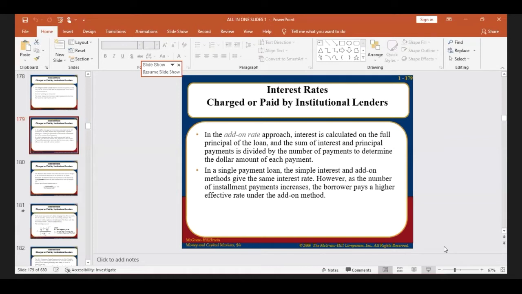I believe that we have our calculators beside us because we are going to do some small calculations today. With the add-on interest rate approach, it is so simple.